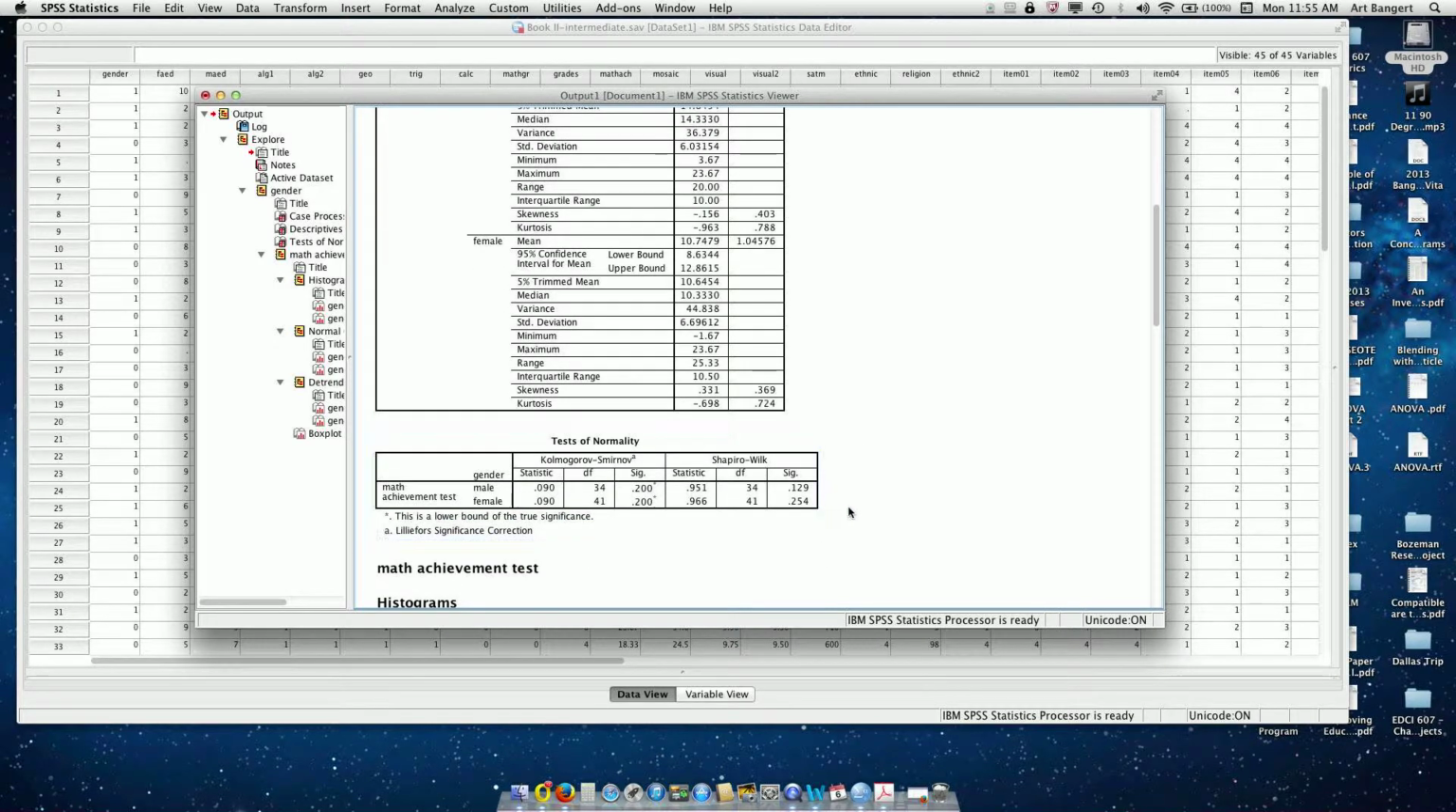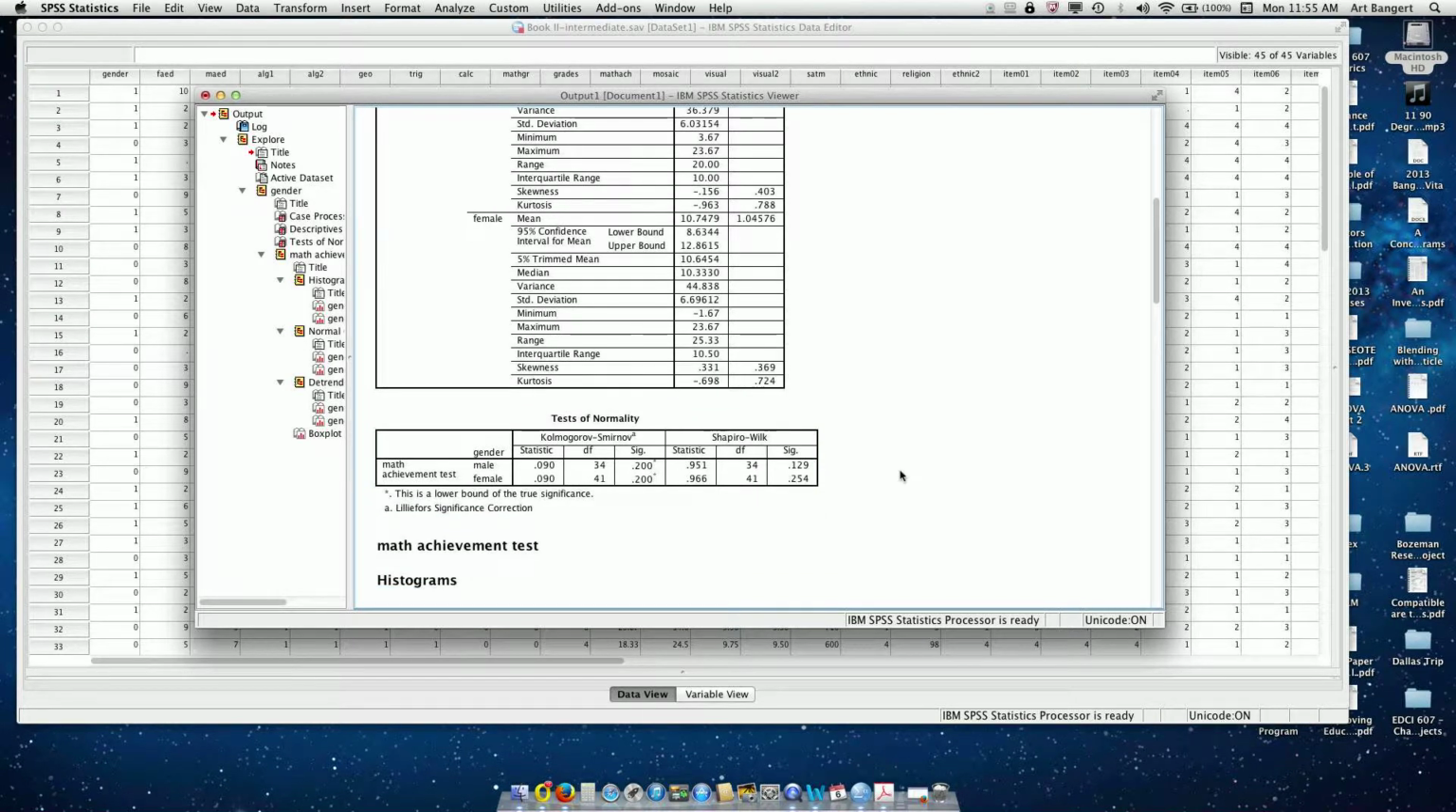We also see that we have our tests of normality. We have the Kolmogorov-Smirnov and the Shapiro-Wilks test. We most commonly use the Shapiro-Wilks test when we have numbers in our data set above 30. And you can see that these values, 0.129 and 0.254, are non-significant because they exceed 0.05.